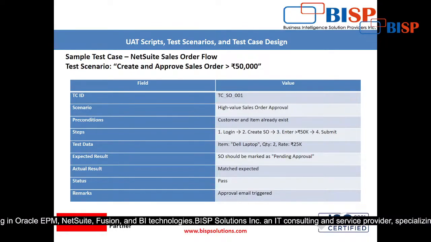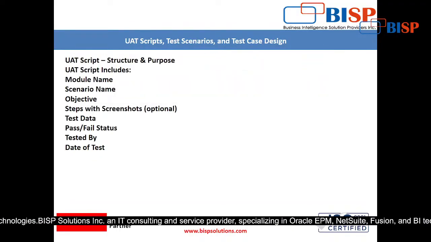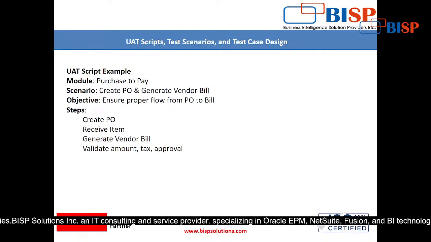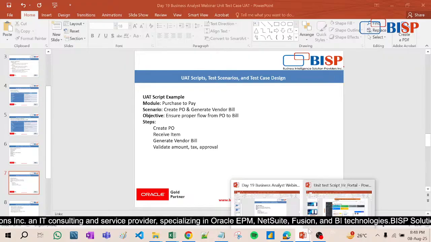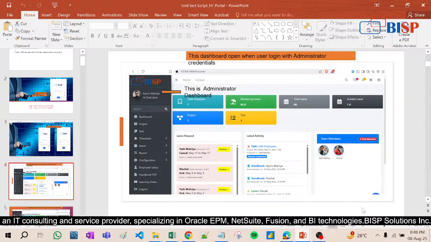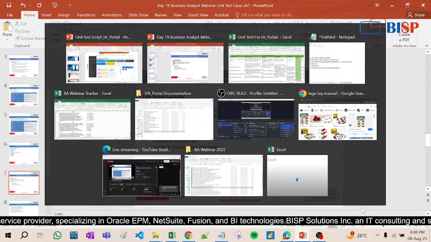Now what you will do here, you will write down all these in Excel format first, and then you can move ahead. And what is the UAT script? I have just shown you the PPT that we are watching, that is called UAT script. Okay, now let's move ahead.